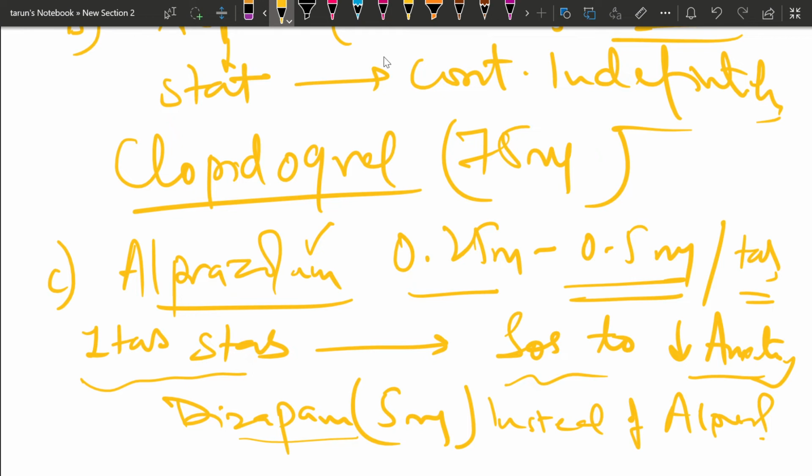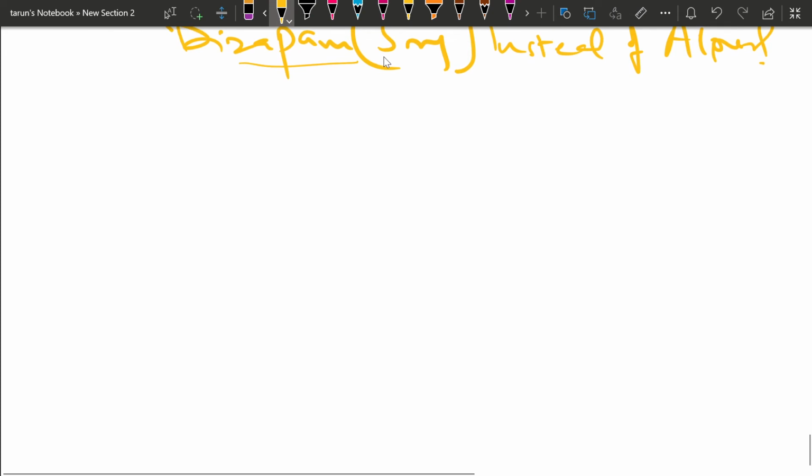So we are discussing the acute attack of chronic stable angina. If the acute attack occurs, you will give the nitrate, aspirin, clopidogrel and alprazolam. Now you prevent further attacks.